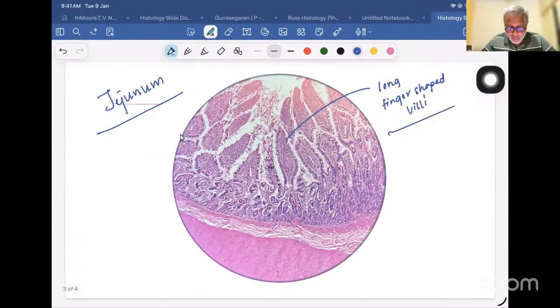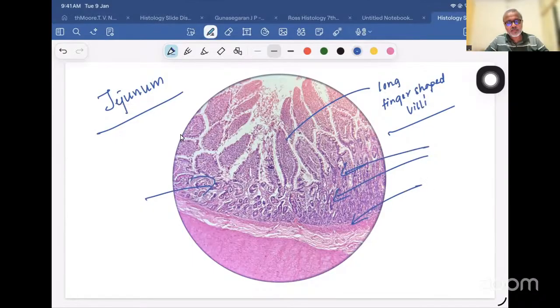Done? Now, what are the other features that will help you differentiate this from the slide of duodenum or from the slide of ileum? Long finger-shaped villi, done. We can see intestinal glands which are in plenty, fine. We can see thick muscularis mucosa separating mucosa and submucosa, fine. But focus here, which is the characteristic feature we need to look for. The submucosa contains dense connective tissue and nothing else. There is absolutely nothing in the submucosa except for dense connective tissue, few blood vessels, few nerves, few lymphatics.